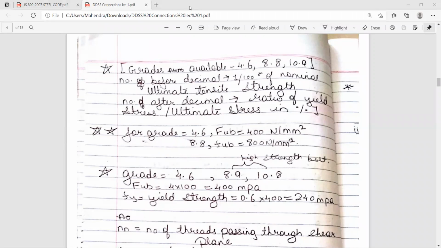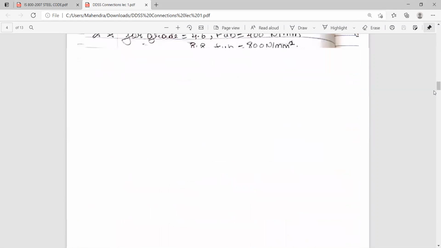Yes, the notations are there in your IS code. That's why I did not have you write them down. If you want to write them, in the next slide there are all the notations, so you can note them down from there.